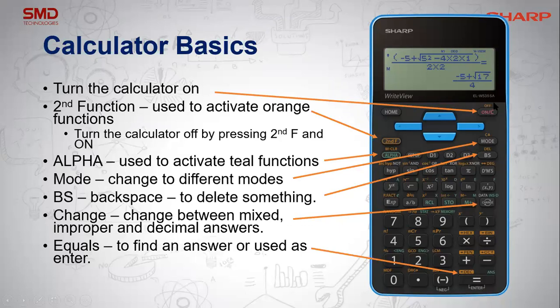Okay, so turn your calculator on with the on button. Your second function button is this orange button here, and that just activates any of your orange functions, most of which we won't use in intermediate phase. Okay. But it is also used to switch off the calculator. The calculator will switch off automatically after 15 minutes. And if you switch it back on, it will have whatever your previous calculation on the screen was.